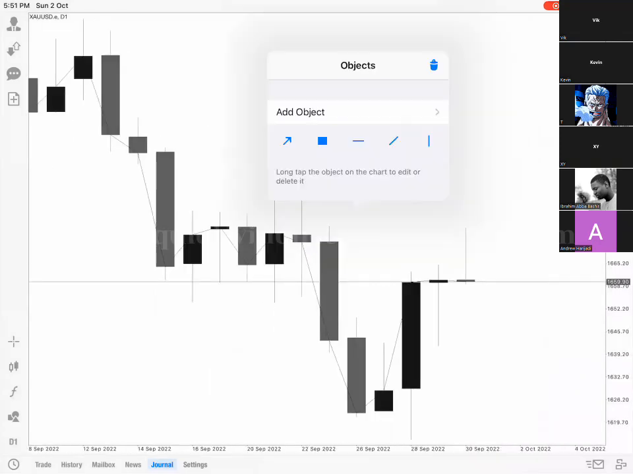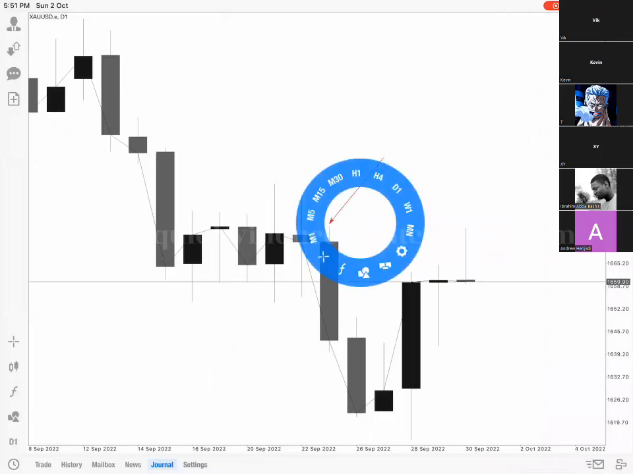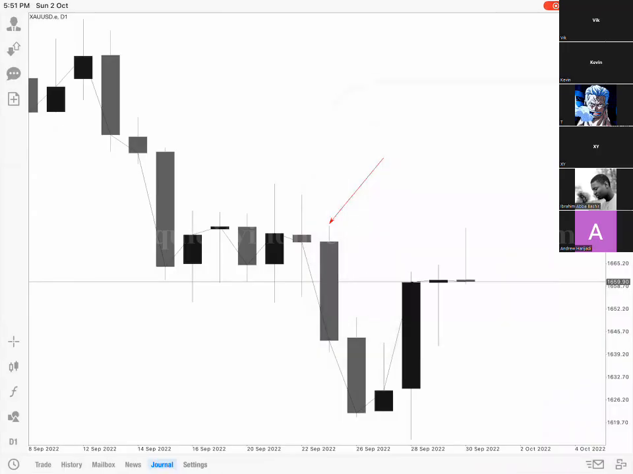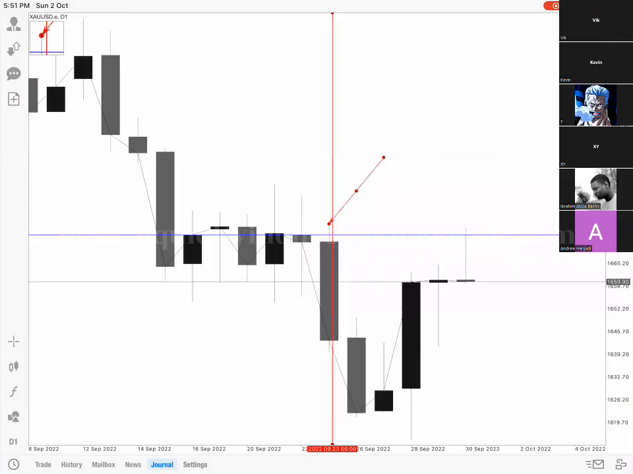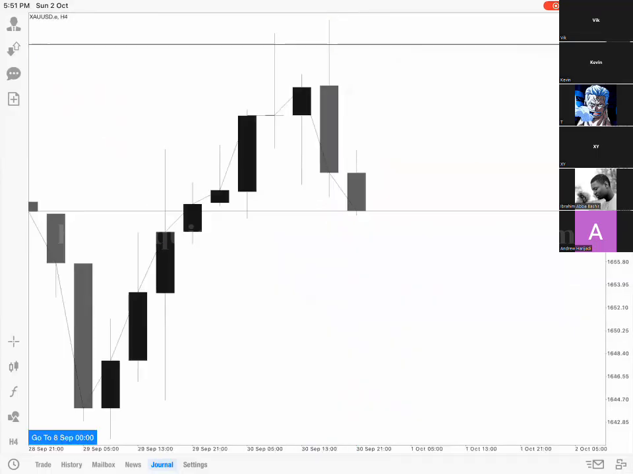Over here, this is how I got the sell level. First and foremost, this is my daily level. In this candle, I got the sell. In this candle, I got the sell. So this is my daily level, white on the left over here. And so now you open H4.